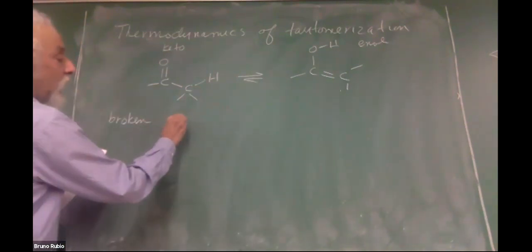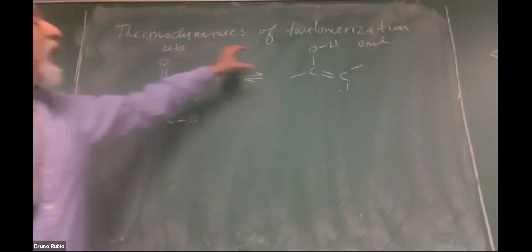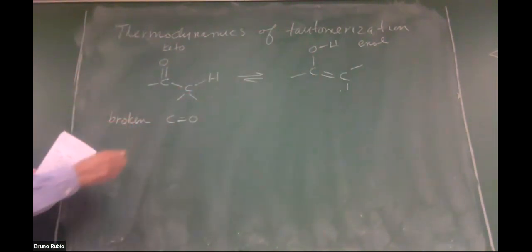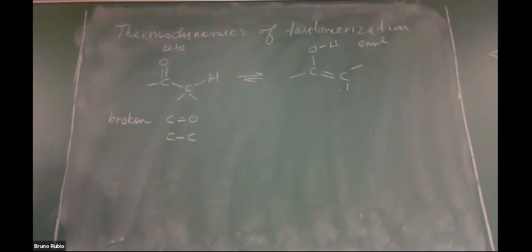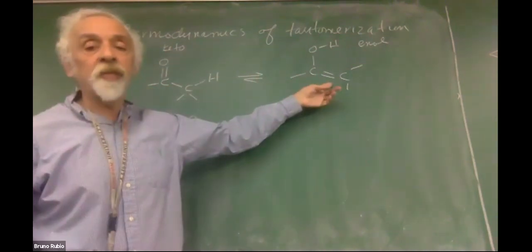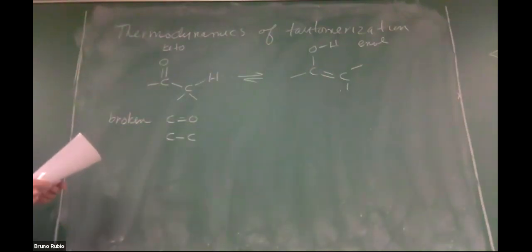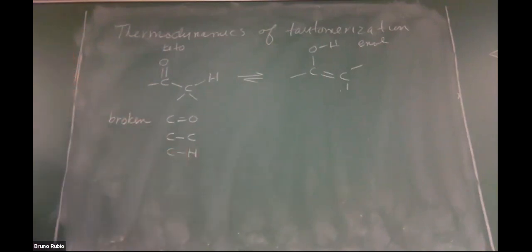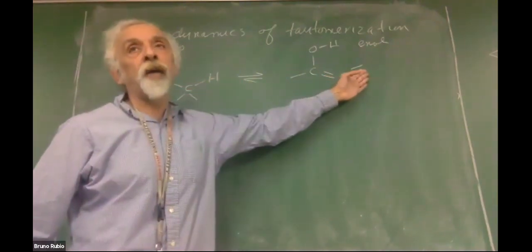Well, the carbon-oxygen double bond was broken. I see a carbon-oxygen double bond here. I don't see one here. So that was broken. What other bond was broken? The carbon-carbon single bond was broken. I see a carbon-carbon single bond here. I don't see a carbon-carbon single bond here. I see a carbon-carbon double bond. So the carbon-carbon single bond went away. What else was broken here? The carbon-hydrogen bond was broken. I see a carbon-hydrogen bond here. I don't see a carbon-hydrogen bond over there.